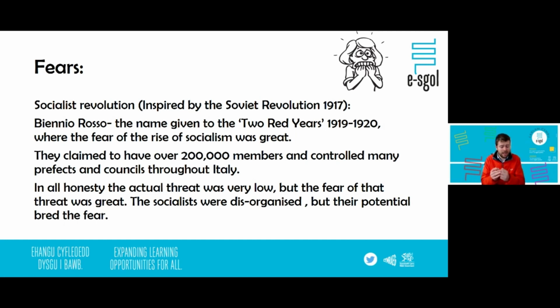They looked to Russia and they saw the violence of the civil war in Russia, and they're thinking that is coming to Italy. Now, in all honesty, the actual threat was pretty low, but the fear of it was great, and that's almost more important. The socialists were disorganised, but their potential, their numbers, bred that fear, and that is almost more damaging, more problematic for that liberal Italy government.